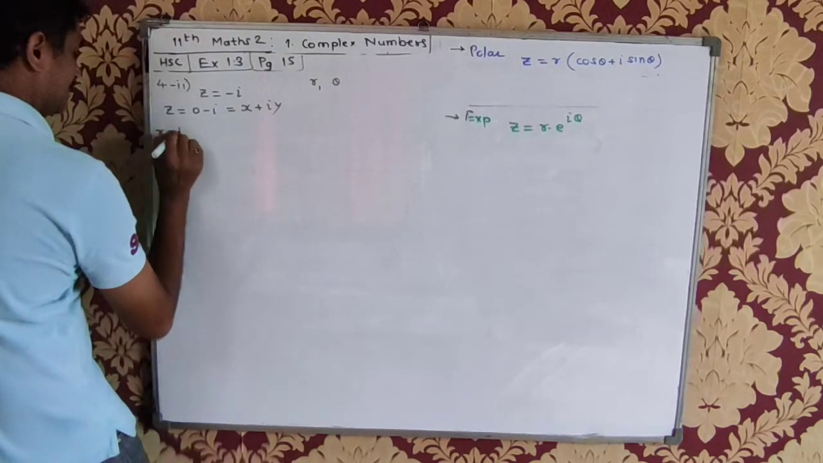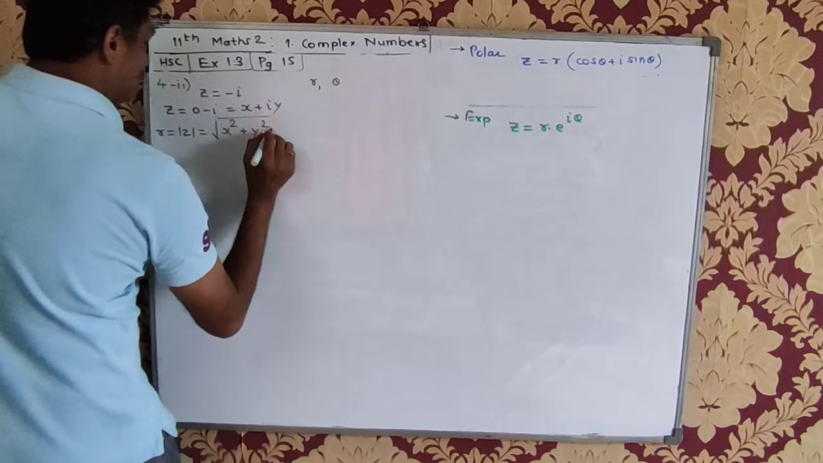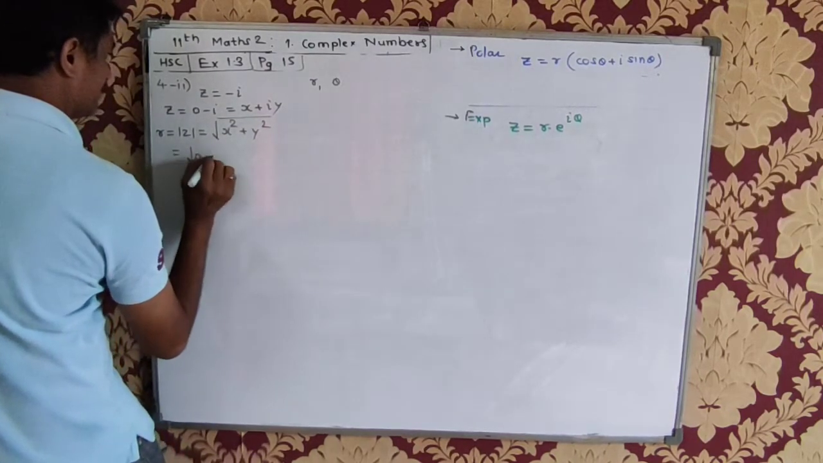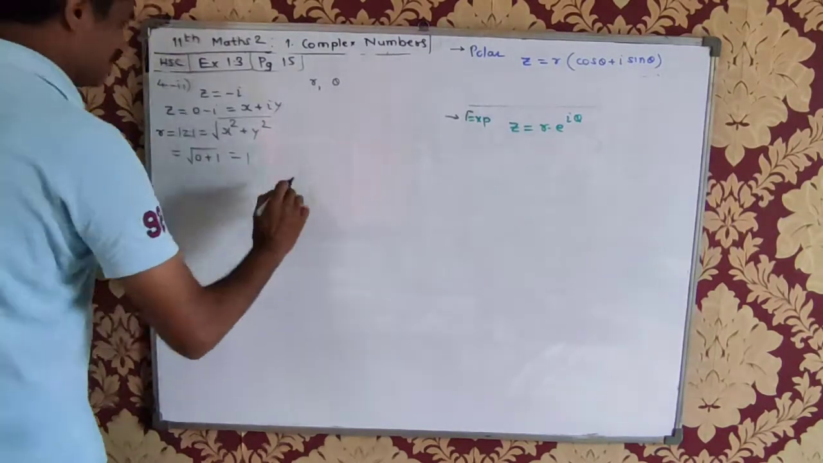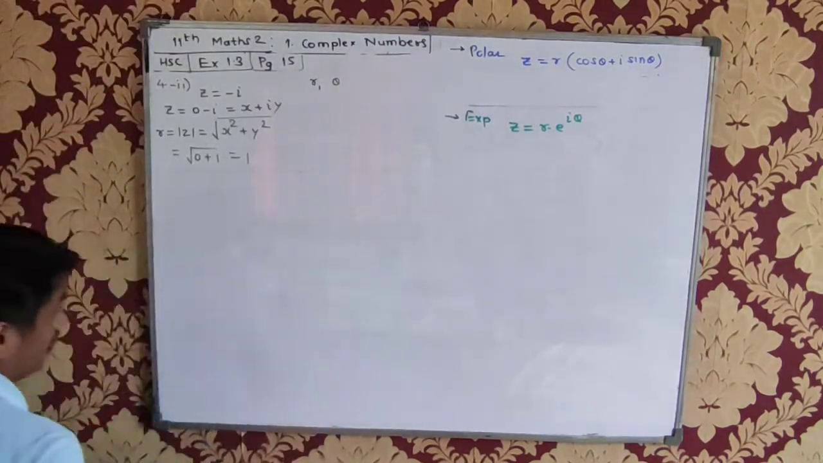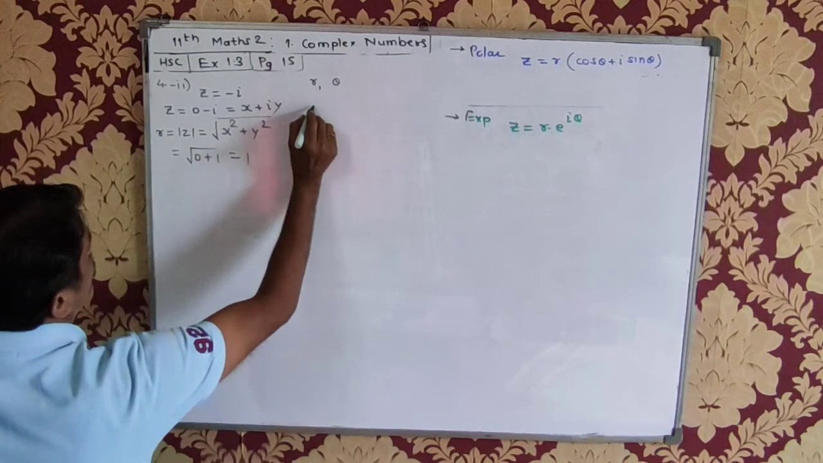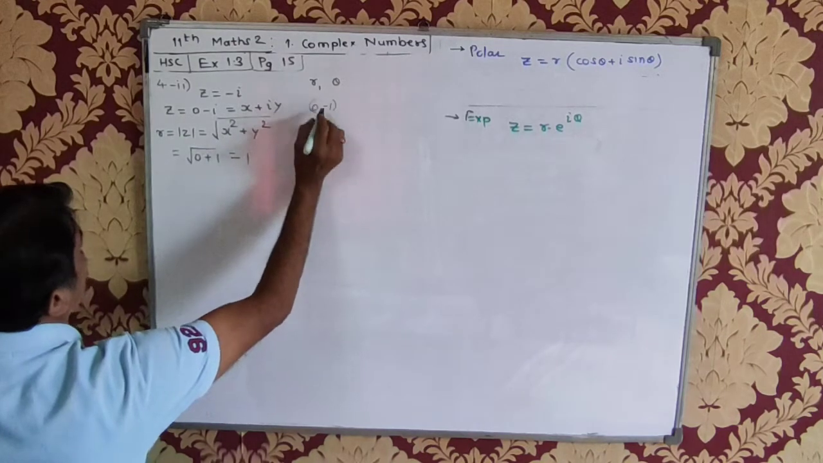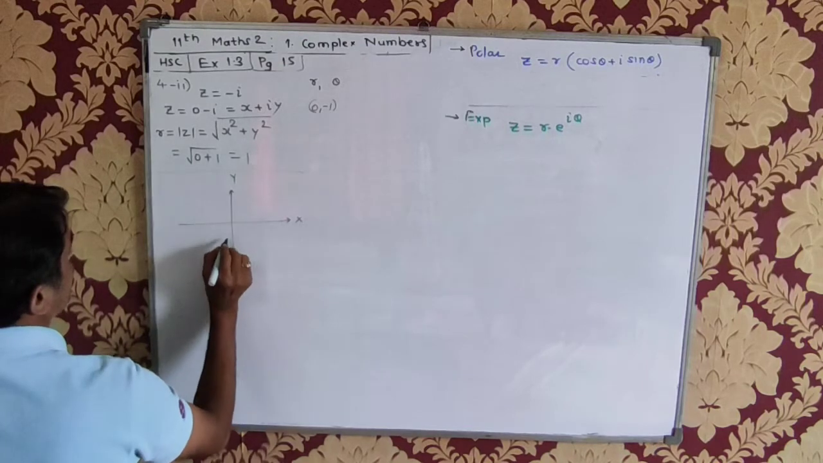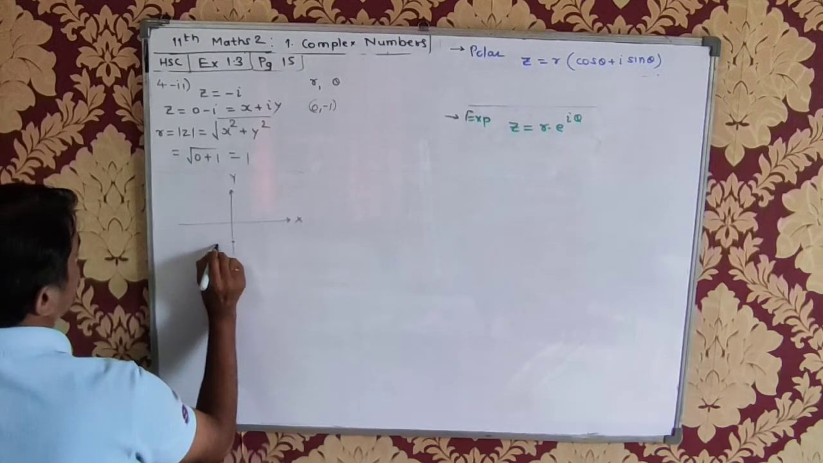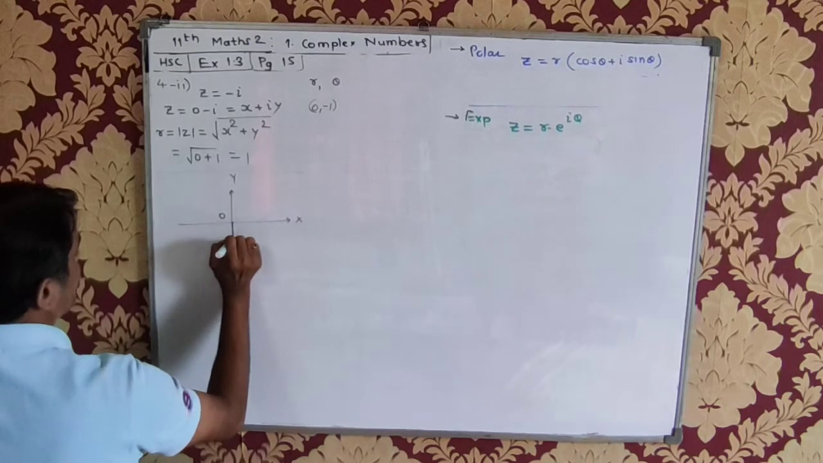So what is R is equal to mod of Z is equal to square root of x square plus y square. That is equal to square root of 0 square plus minus 1 whole square, which is 1. So 1 is the answer. This is the modulus. Where will it lie? X is 0. So what will the point be? 0, minus 1. Where will this point be? On y-axis. Where on y-axis? Minus 1, down. So this is the point P, and this is its modulus.